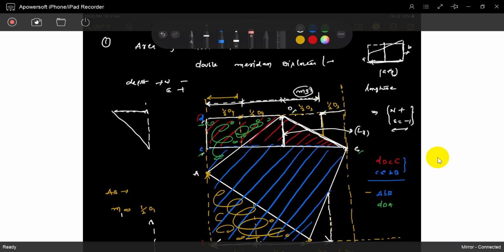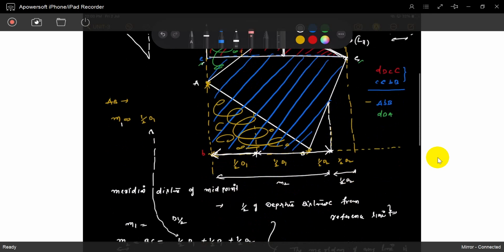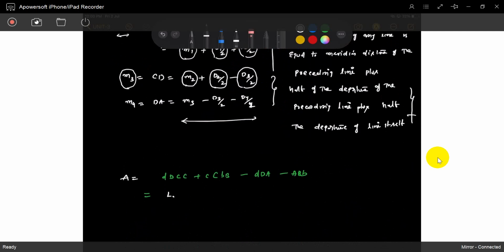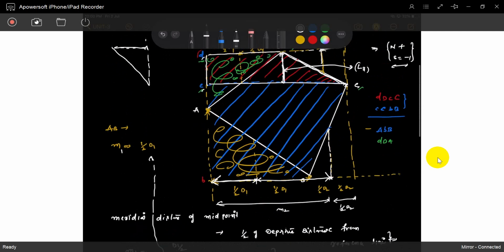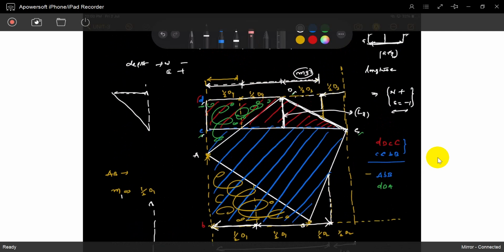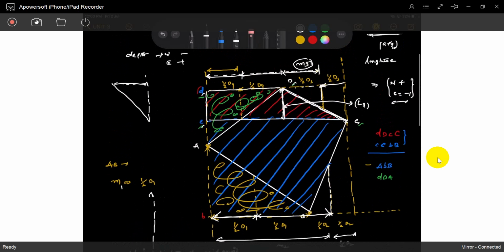So the total area of DDCC will give L3, the longitude of the CD line, multiplied with the meridian distance of that CD line, M3. Understood? So you can write it as L3 M3. Understood? So the same thing if you come to CCBB. Now we take this. So what will we write?